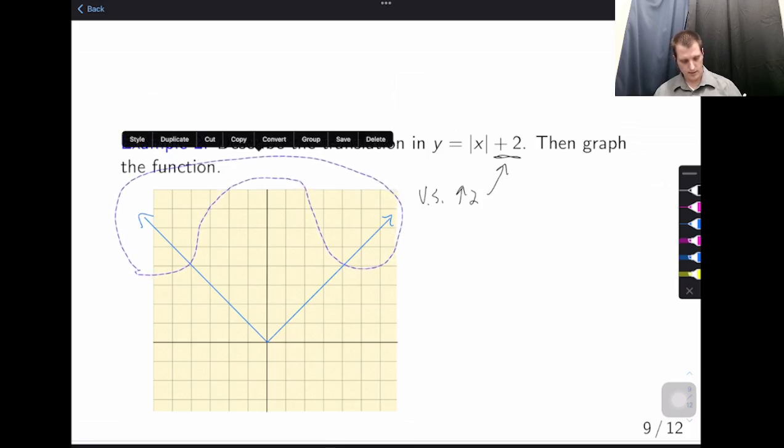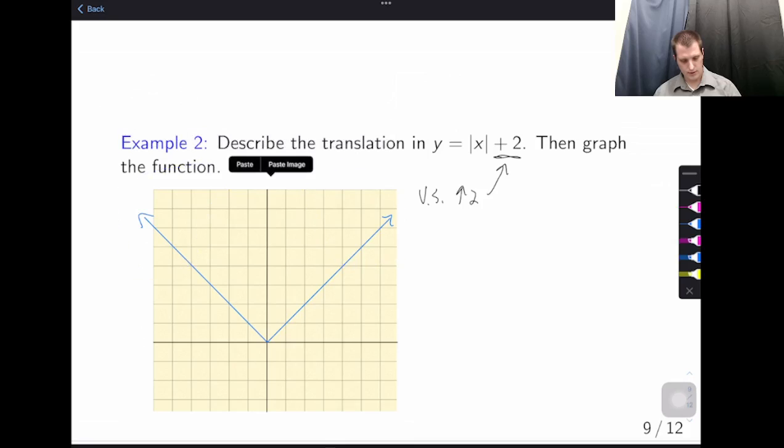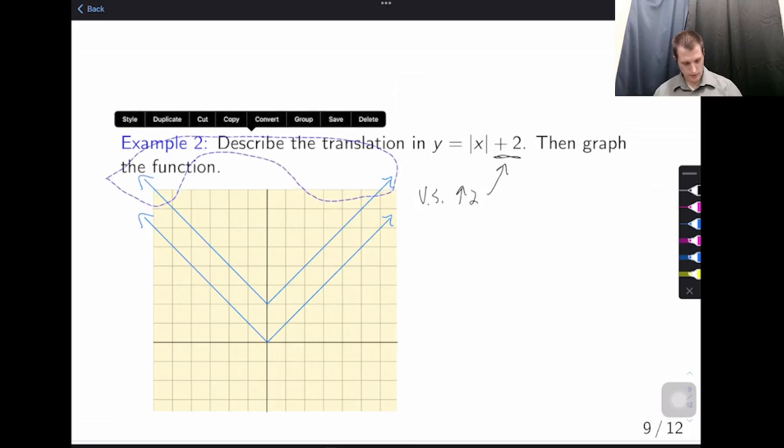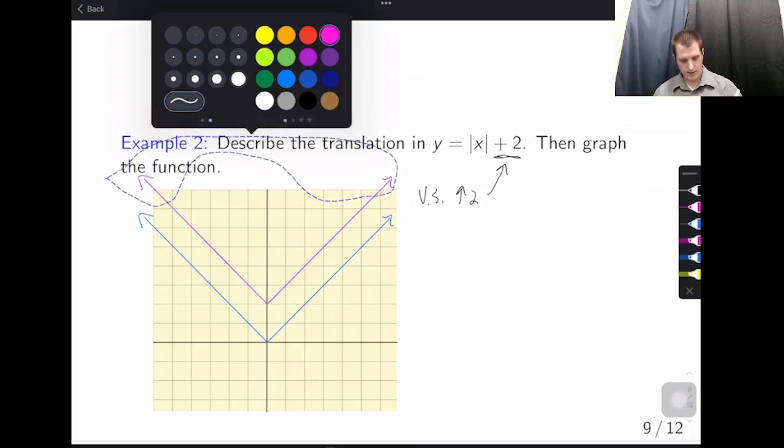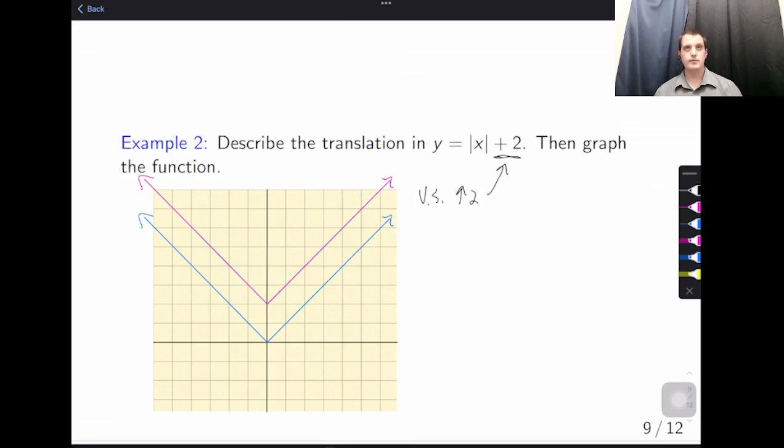And I'm just going to move this upwards and change the color. So we said up by 2, so that's that. And I'm going to change the color to pink, and there you go. It's the exact same graph, just moved up 2 units.